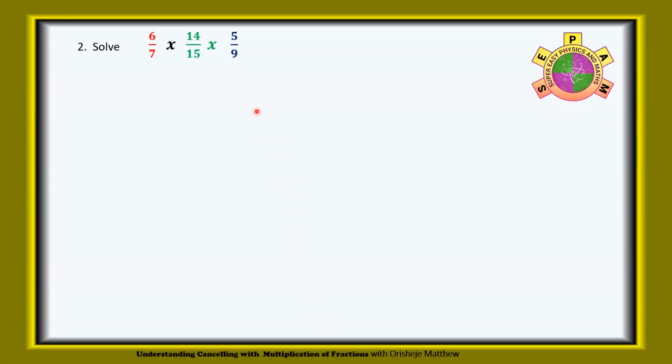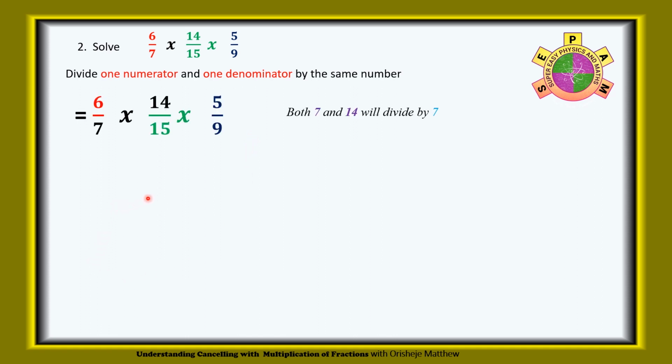Now solve or simplify 6 over 7 multiplied by 14 over 15 multiplied by 5 over 9. So divide one numerator and one denominator by the same number. So let's look at it. 7 and 14 can be divided by 7. So 7 going to 14, 2. 7 going to 7, 1. Then 5 can divide 15 and 5. So 5 going to 15, 3. 5 going to 5, 1.